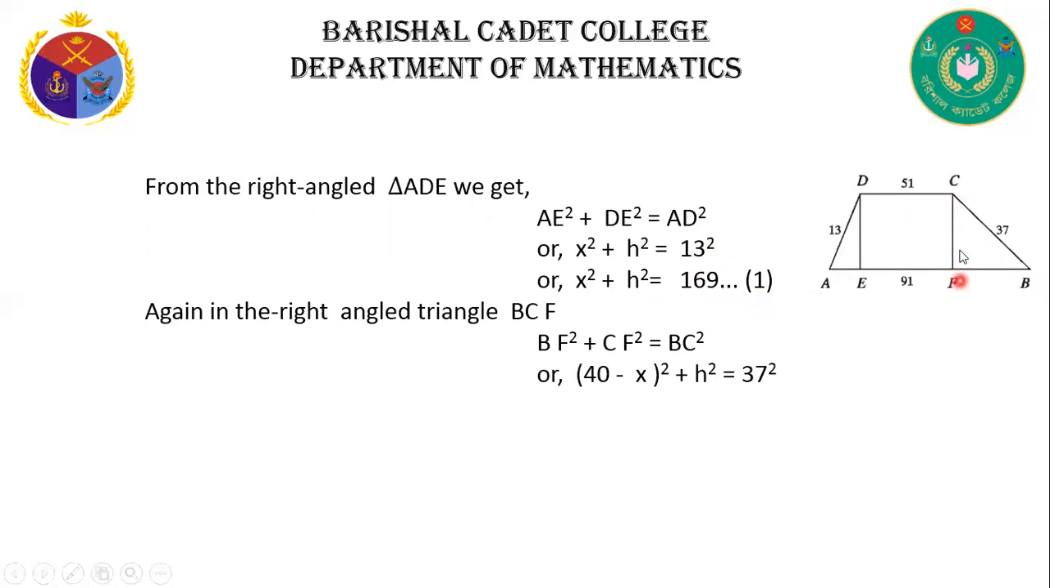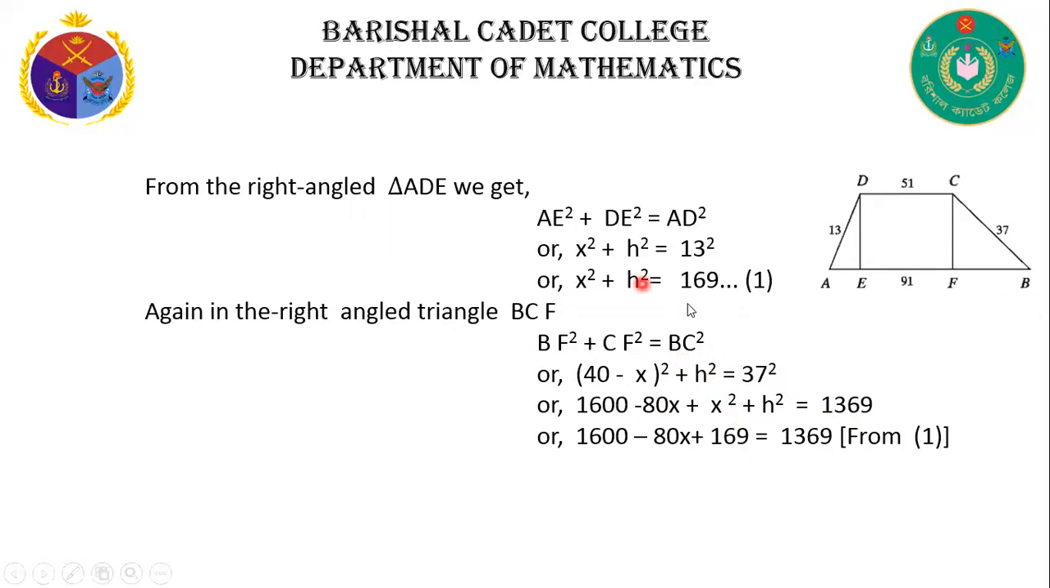Now we know CF is equal to H and BC is equal to 37 and BF is equal to 40 minus X. Now putting this value here, then we can write BF is equal to (40 minus X) whole square plus CF is equal to H square and BC square is equal to 37 square. Here using the (A minus B) whole square formula, then we can write 40 square, that means 1600, minus 2AB, that means 2 into 40 into X, that means 80X, plus X square plus H square is equal to 1369.